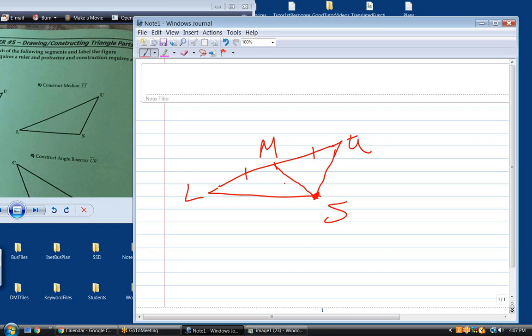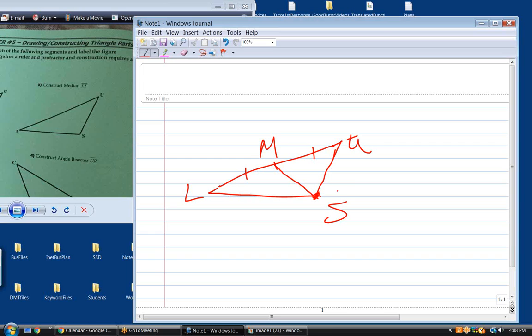So the only thing we have to worry about is where is M? In other words, how do we bisect LU? You just take the compass and make it wider than the midpoint, right? On both sides. Well, that's a good point. It's been a long time since I've had to use a compass. Let's see, what can we do? Basically, a compass is a measuring device. There you go. You got it right.